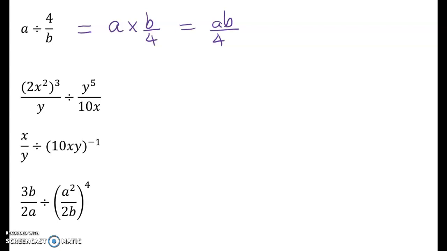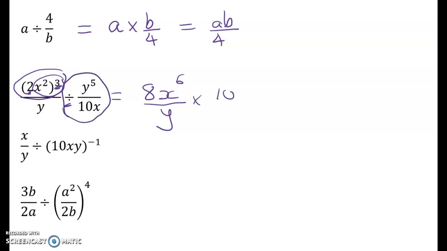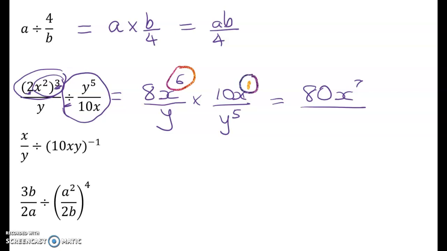In this next example, I'm going to need quite a few lines of working. So the first step that I'm going to do is deal with this. 2 cubed is 8 times x to the power of 6 from this bit, divided by y. And now I'm dividing by this, so I multiply by the reciprocal, so times 10x over y to the power of 5. Let's now multiply the numerators and multiply the denominators. We get 80x to the power of 7, because this is x to the power of 1, and then I just add the powers, divided by y to the power of 6. I can't simplify that in the numbers, the x's or the y's, so that's that one done.